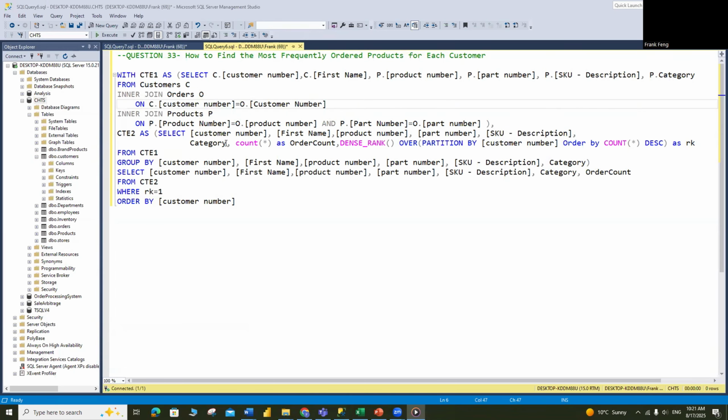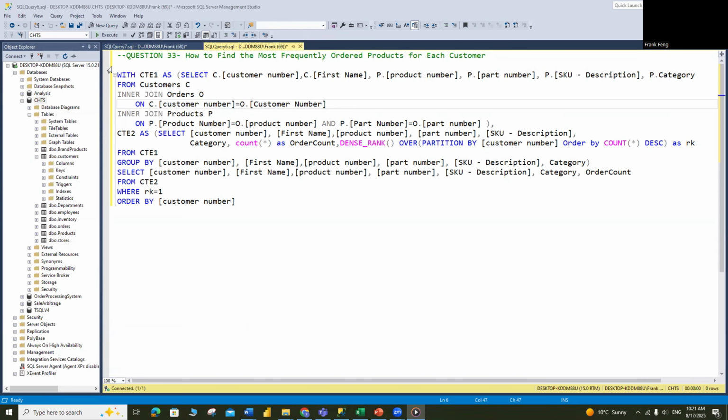Next, we need to count how many times each product was ordered by each customer. We use a second CTE, CTE2, and apply count with a group by clause. Then, we use dense rank to identify the top product or products per customer. Finally, we filter to keep only the products with the highest rank per customer.